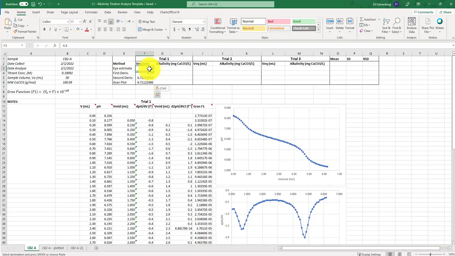And you can see the trend here, where we have sort of a slight overestimate by first derivative. We're getting a little bit closer by second, and by Gran plot we get typically the most precise. Okay, so now you can compute the alkalinity.